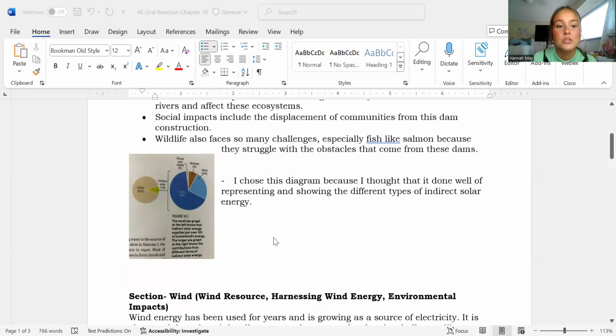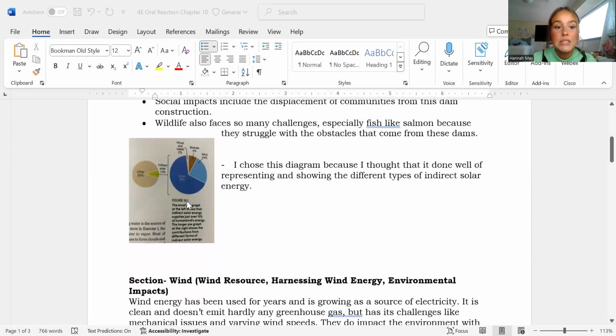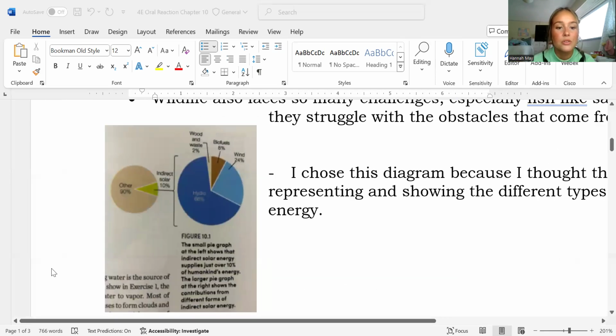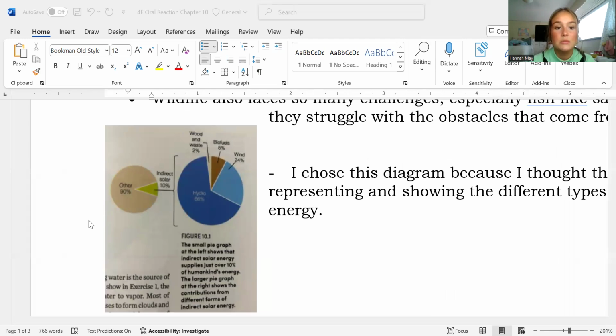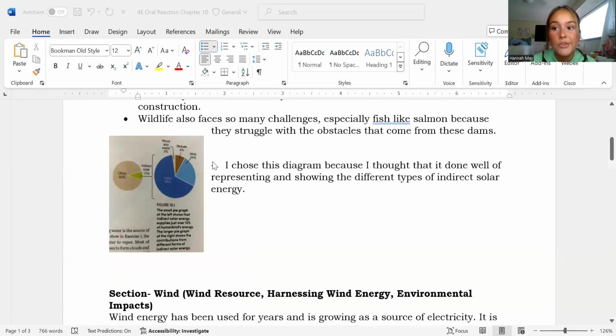This brings me to my first diagram, and I thought it was very important to show because it represents all the different types of indirect solar energy that is used. Here is what makes up the indirect solar. As we can see, the one that's mostly used is hydropower. Then there's biofuels, wind, and I didn't even know this was one of the energy sources, which is wood and waste. I didn't know that was used, probably because it's the least used.